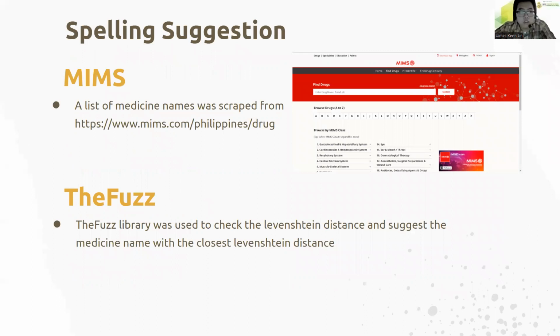The application also has a spelling suggestion. A list of medicine names was scraped from the MIMS website, which contains a list of drugs sold in the Philippines. The first library in Python was used to check the Levenshtein distance between the medicine name read by the OCR and the list of medicine names scraped from the website, and suggests the medicine name from the list with the closest Levenshtein distance.